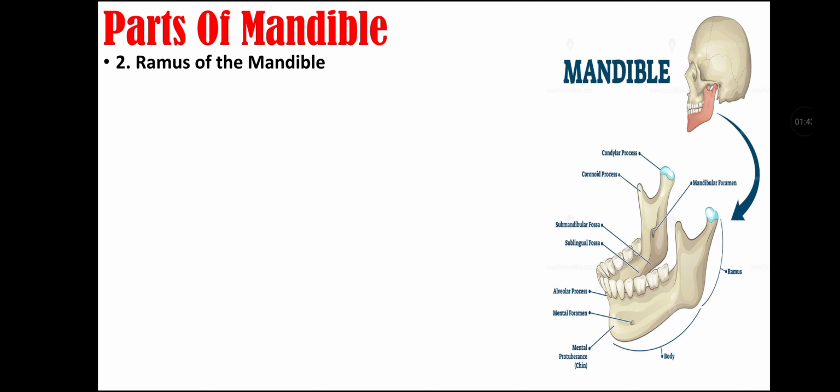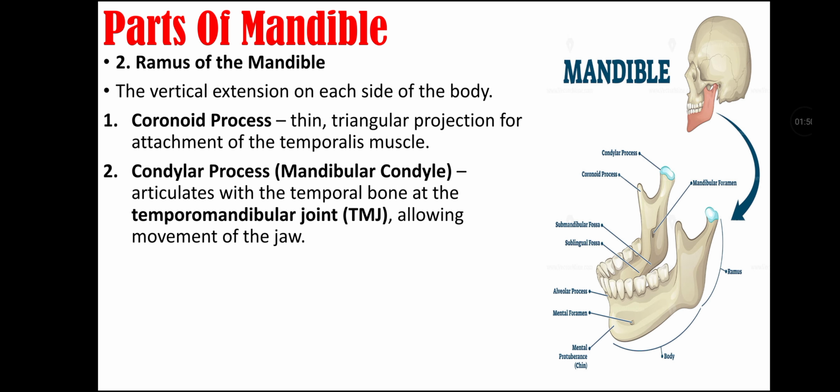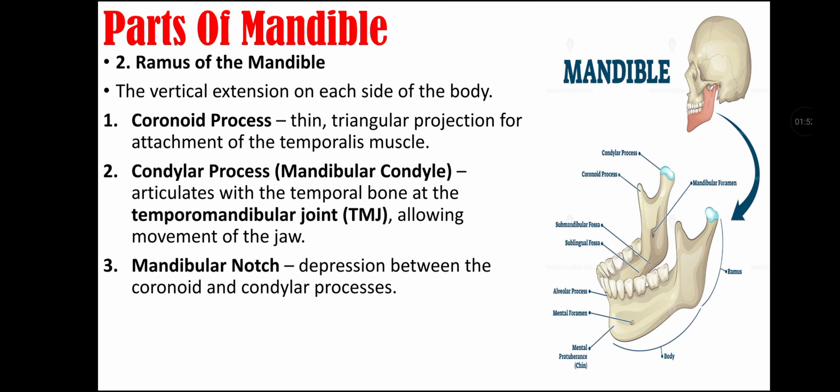Next part of mandible is the ramus of mandible. They are vertical extensions on each side of the body. They contain coronoid process, condylar process and mandibular notch. Coronoid process is a thin triangular projection for attachment of temporalis muscle. While condylar process, that is also called mandibular condyle, articulates with the temporal bone at the temporomandibular joint, allowing movement of the jaw. Third is mandibular notch, that's a depression between the coronoid process and condylar process.